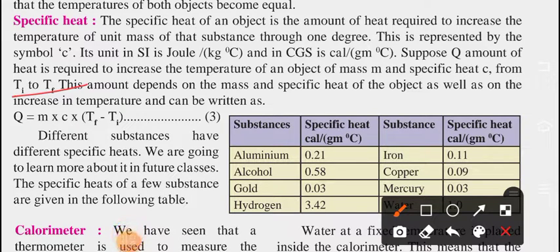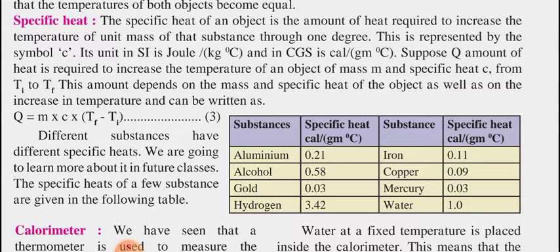Now for the measurement of specific heat, we have a formula. Q is the amount of heat and specific heat is small c. If you want to measure the amount of heat, then the formula is Q equals mass of the substance, times specific heat of the substance, times the subtraction of initial from final temperature, Tf minus Ti.